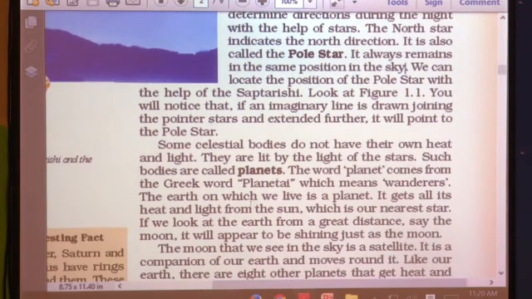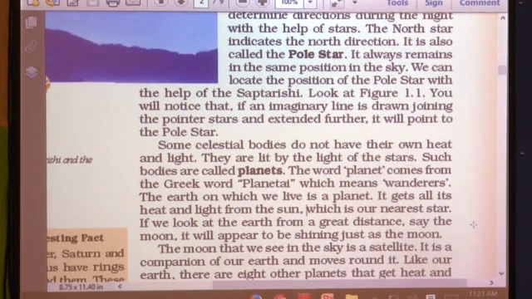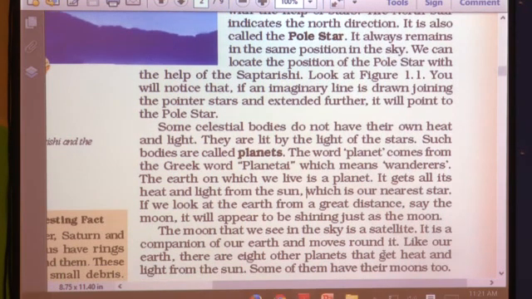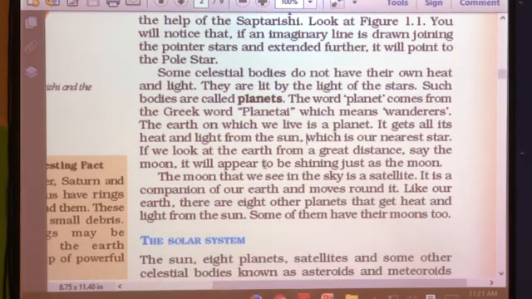The earth on which we live is a planet. You know, the name of our planet is Earth. It gets all its heat and light from the sun. Understood, children? Our planet Earth takes all its heat and light from the sun, and this sun is our nearest star. You know, the biggest star is the sun. So, if we look at the earth from a great distance, say from the moon, it will appear to be shining just as the moon does.